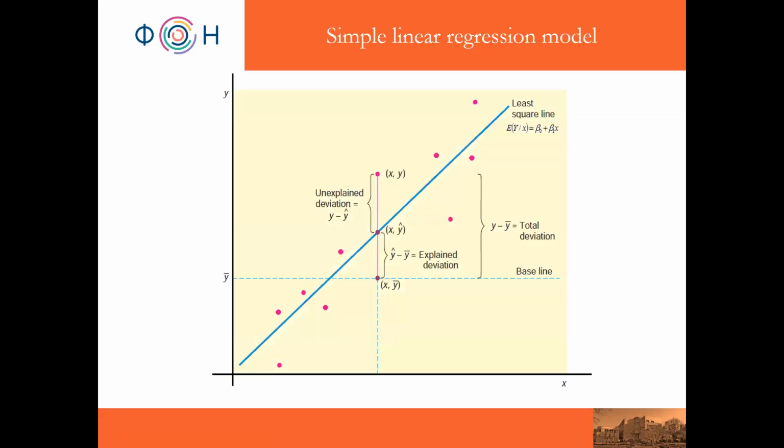I think that the easiest way to explain how the least squares method works is to observe a graph.